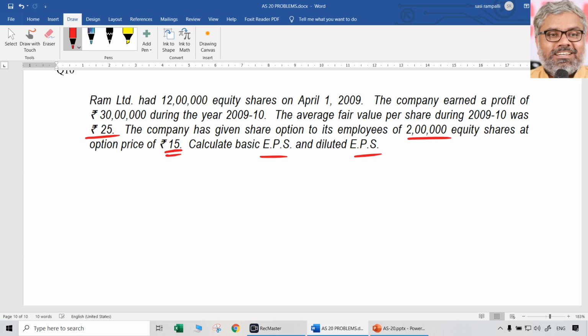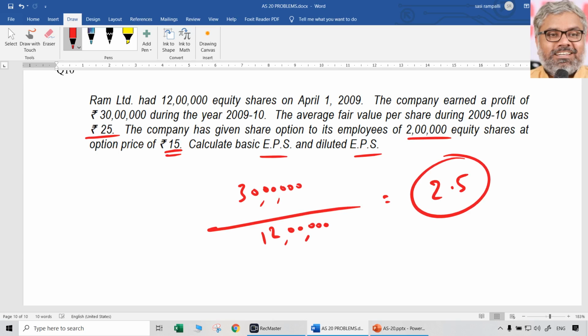First basic EPS, let us calculate, simple calculation directly. 30 lakhs rupees profit divided by how many number of shares are there originally? 12 lakhs shares are there. That's it. So 30 divided by 12, simply 2.5 rupees is the basic EPS. Answer for first question.